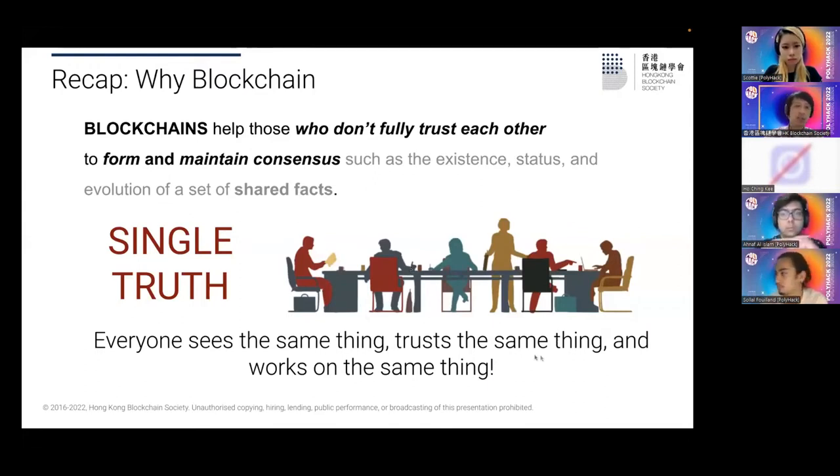Blockchain, rather, is technology that helps those who don't fully trust each other to form and maintain consensus. What that means is they need to work together. They might be friends, colleagues, allies. Not colleagues, rather: colleagues are in the same organization, so they don't need a blockchain. But allies and partners, right? They may trust each other enough, but don't fully trust each other because they're in different organizations.